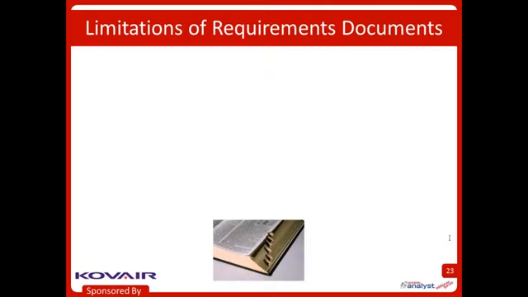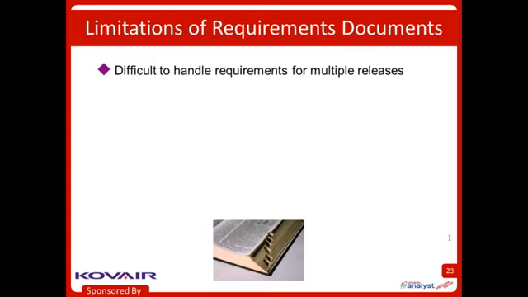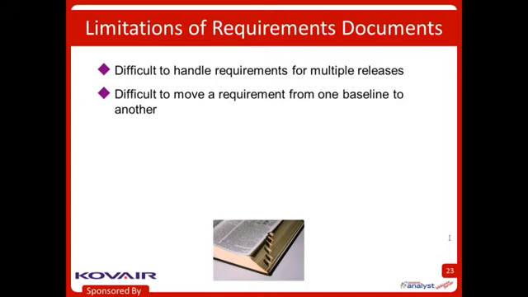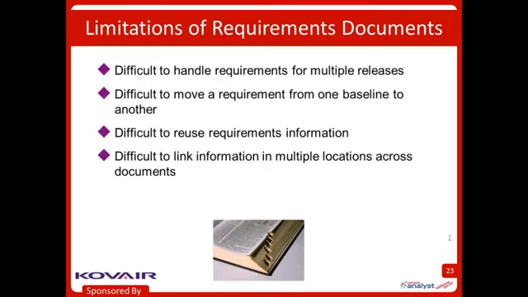So we've been talking about documents, but there are definite limitations to using traditional word processing documents. For example, it's tedious. How do you handle the requirements for multiple releases? Should that be multiple specs, one per release, or one growing spec, or what? It's difficult to move a requirement from one baseline to another as things flex during the course of the project. It can be difficult to reuse requirements information because it's all buried somewhere in a file. It's also difficult to link information from multiple locations. Maybe you have a piece of information that you want to reuse in multiple requirements, multiple projects, but that's not very easy to do because you've got these things all strewn around in these documents.